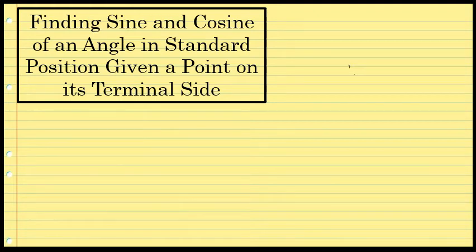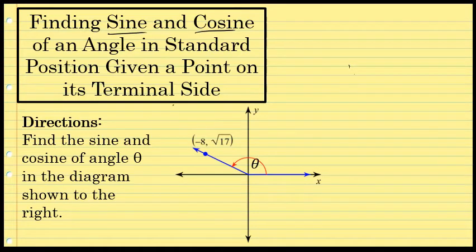In this video, I'll discuss finding the sine and cosine of an angle that's in standard position, like the one in this diagram, when you're just given a point on its terminal side. When you have an angle in standard position, like this angle theta, the only thing you need to define the angle is a point on the terminal side of the angle. In this case, that point is -8 for the x-coordinate and the square root of 17 for the y-coordinate.